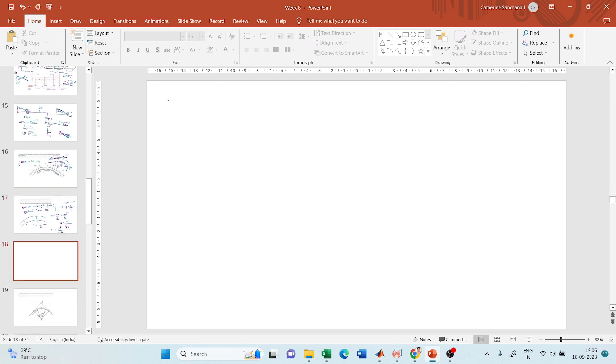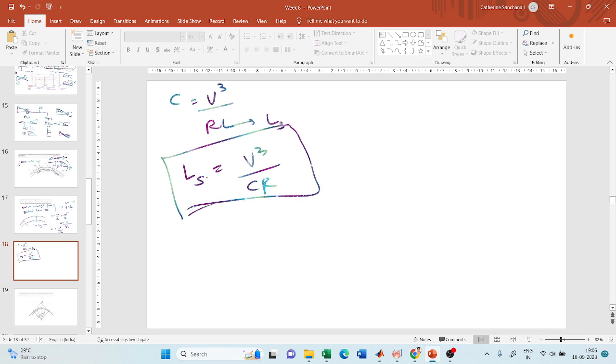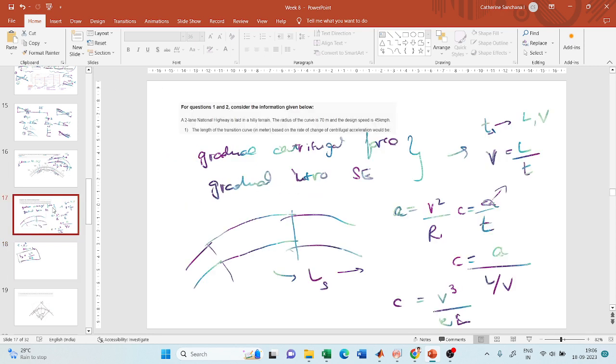Now this L, so C is equal to V cube by R into L. Now this L is what you want. This is the length of the transition curve. So L equals V cube by C into R is the equation derived based on this concept of rate of introduction of centripetal acceleration, right? Sorry, centrifugal acceleration.